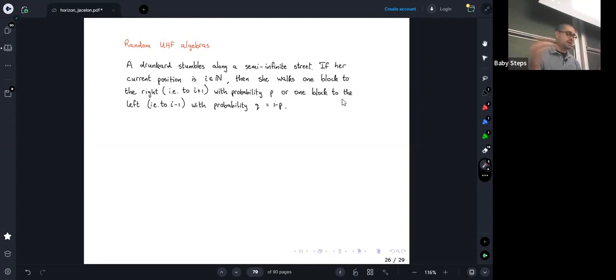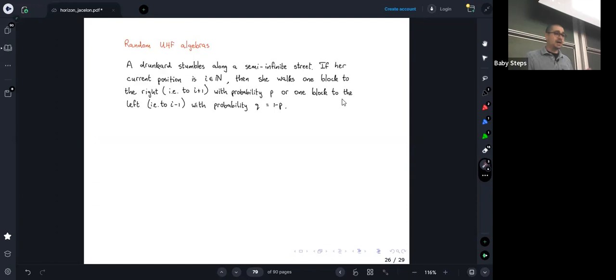We're going to do what's called a drunkard's walk. Okay, so the situation is this. We have a semi-infinite street. At zero, we have this drunkard. Her home is at zero. At position i, there is a city block on the street. And she's stumbling back and forth from block to block.